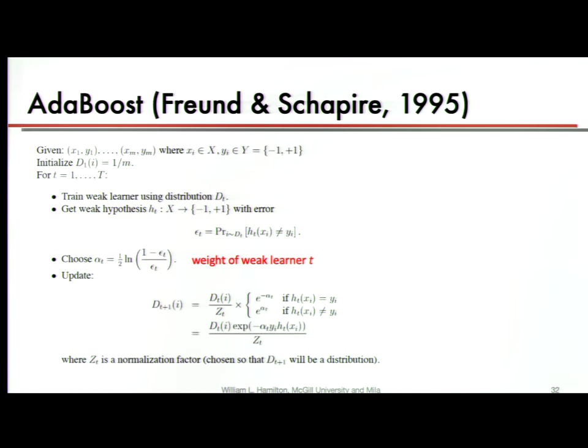And then we're going to update how much we're paying attention to the different points. Basically, for points that we classified correctly, we're going to exponentially reduce the amount of attention we're paying to them, where that's proportional to this alpha term. And for points that we misclassified, we're going to pay exponentially more attention to them based on, again, this alpha term. And then we're going to make sure that the new weights that we have for all of our points sum to 1. That's what this z term is here.